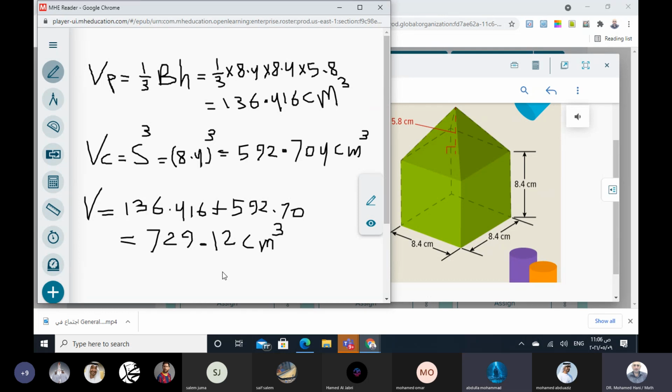Mr., with the volume C meaning the volume of the cube, why did you multiply it by 3? Well, as you remember, the volume of the rectangular prism is length times width times height. But here in the cube, the length equals the height equals the width. So it means side times side times side, which means side cubed. Okay, Abdullah? Okay, Mr.